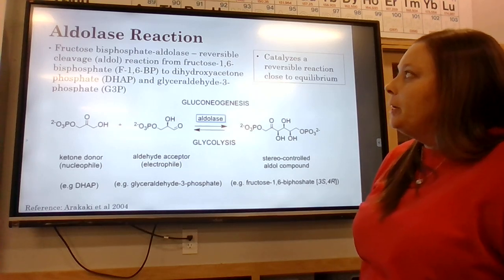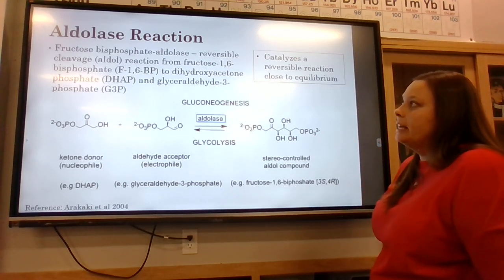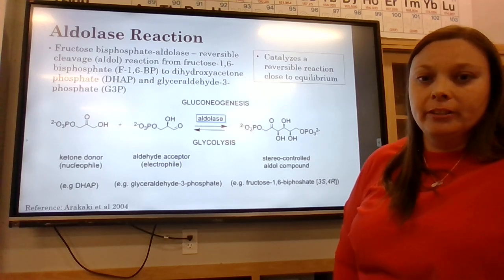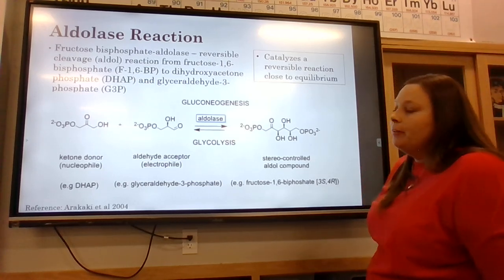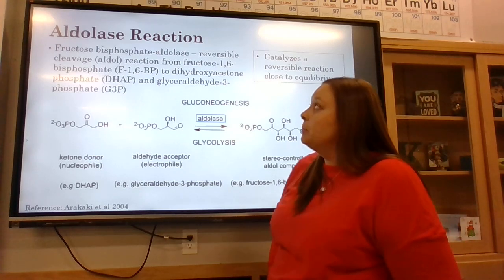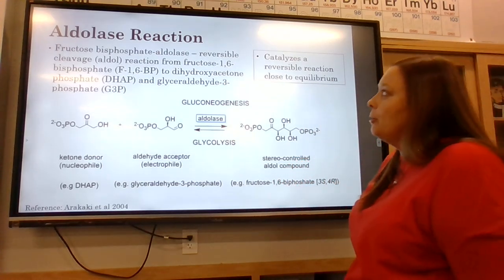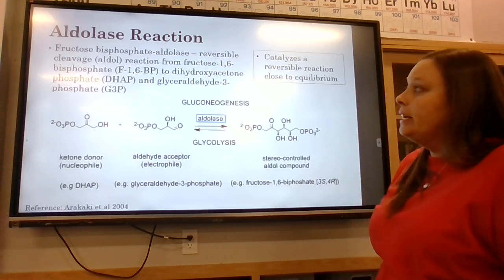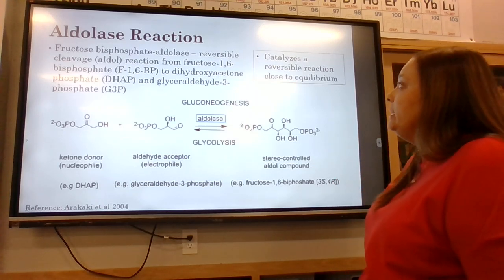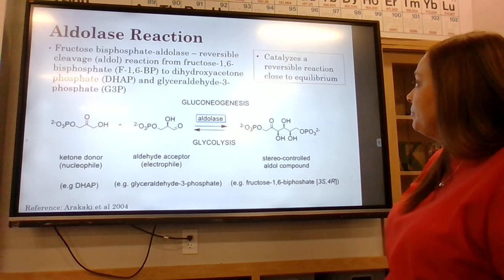Now, let's talk a little bit about the enzyme aldolase. Aldolase is actually fructose bisphosphate aldolase. It is an enzyme that performs a reversible cleavage reaction, going from fructose 1,6-bisphosphate and breaking down the 6 carbon chain into a 3 carbon chain, producing DHAP, which is dihydroxyacetone phosphate, and glyceraldehyde 3-phosphate.